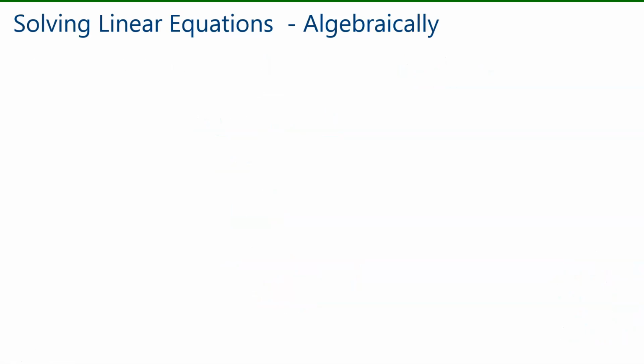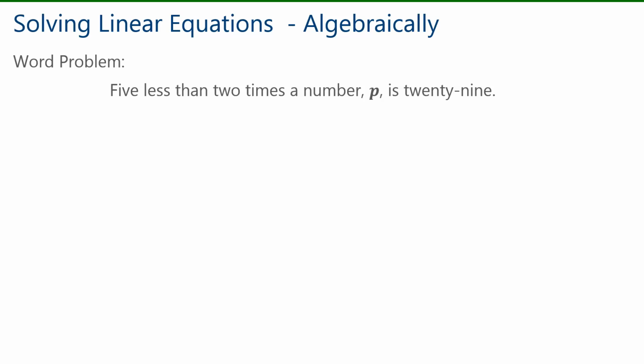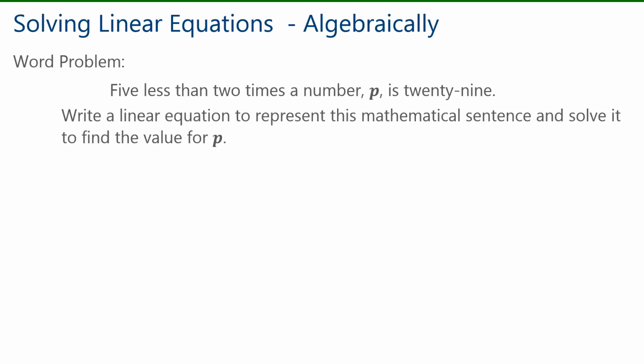And we wouldn't be completely finished if we didn't end off with a little word problem. 5 less than 2 times a number, p, is 29. Our task: write the linear equation to represent this mathematical sentence and solve it to find the value for p. 5 less than 2 times a number, p. We have to write down this idea first.